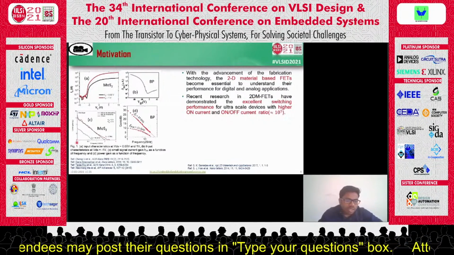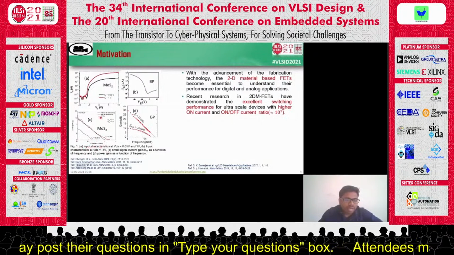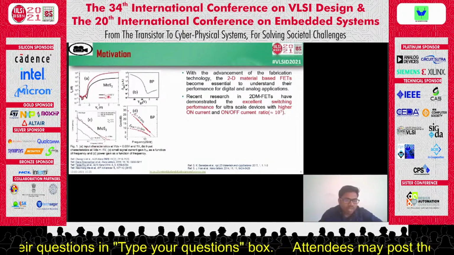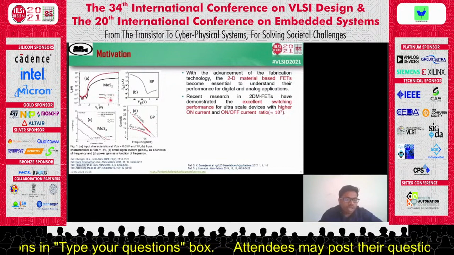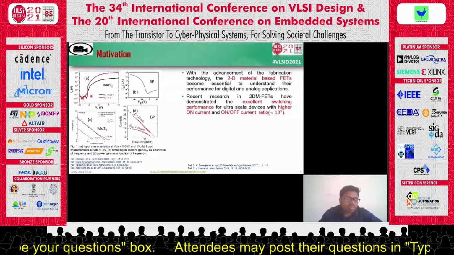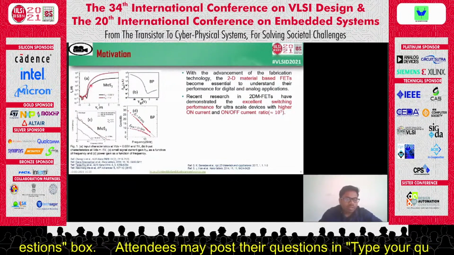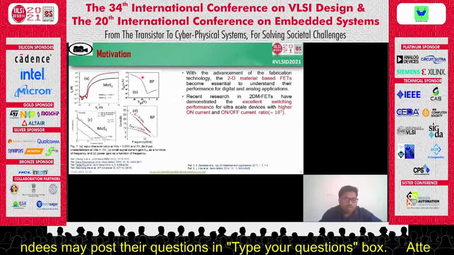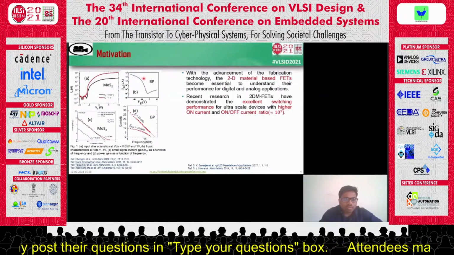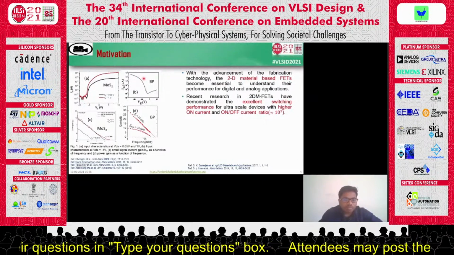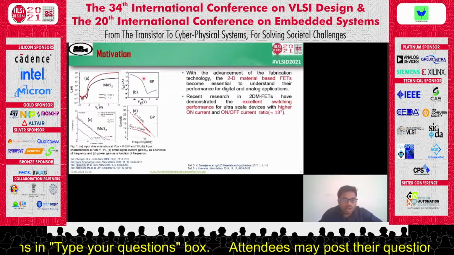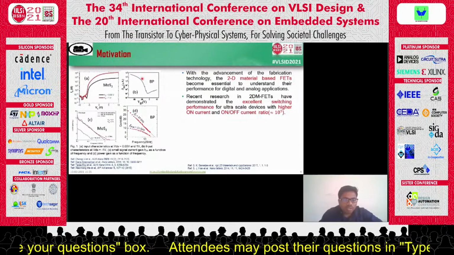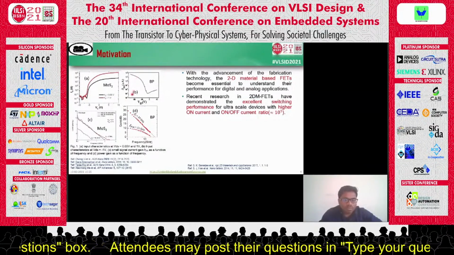And here we can see in figure 1a, it shows the input characteristics of MoS2 at VD of 0.05 and 1 volt, and it has almost an I-on/I-off ratio of the order of 10^5. And figure 1b shows the input characteristics of BP at VDS of minus 1 volt, and it also has an I-on/I-off ratio of almost the order of 10^5.